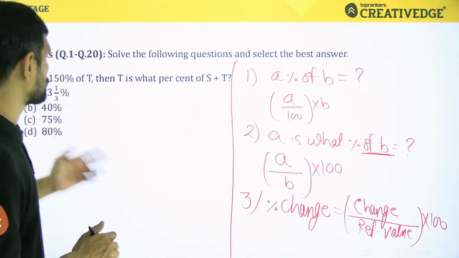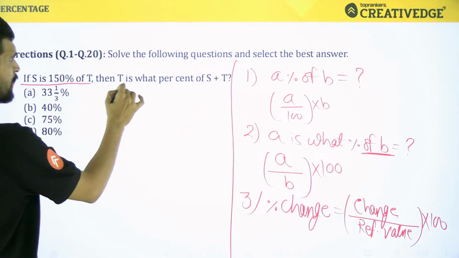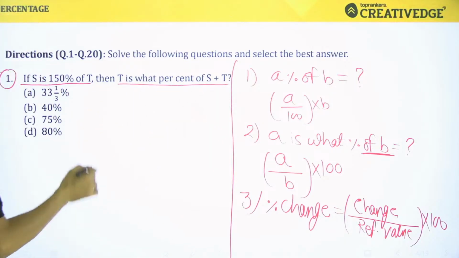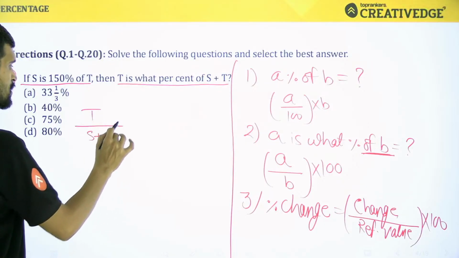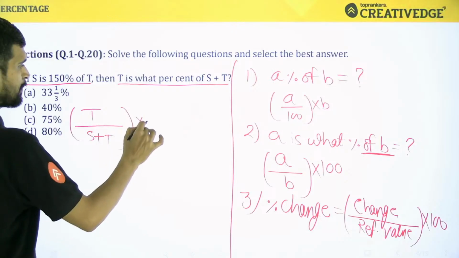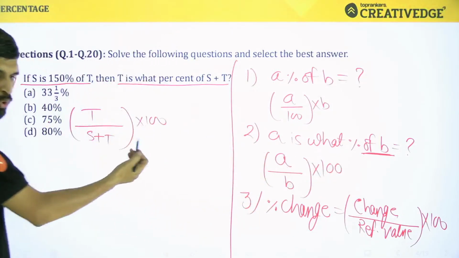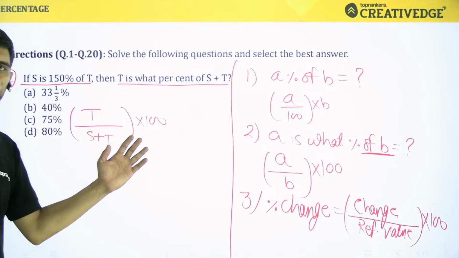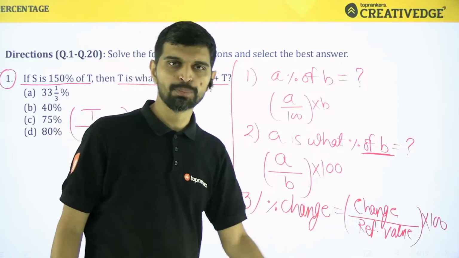Right? So the very first one says S is 150% of T, then T is what percent of S plus T? So this is T upon S plus T multiplied by 100. A is what percent of B? This is type 2. This is type 2.